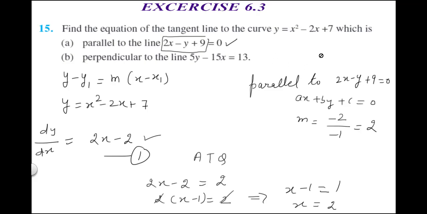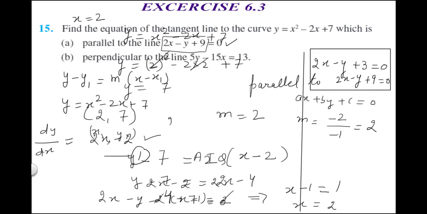Just to see in the second part what is given: the tangent to this curve is perpendicular to this line. You know the condition of perpendicularity: when two lines are perpendicular, their slope product is minus 1. So we will write m1 into m2 is equal to minus 1. m1 is the slope of the line, and m2, let it be the slope of the tangent which we calculated. The line equation is 5y minus 15x equals 13. So let us suppose that m1 is the slope of this line. So what will be the slope of this line?